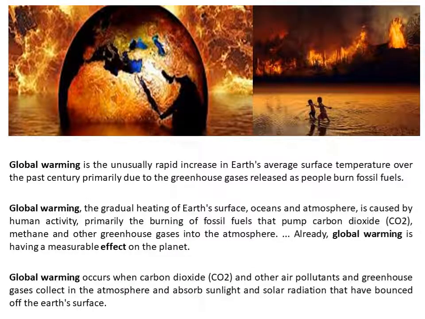Now, global warming. Look at here, there are two pictures related to global warming. Now, the first one, what is global warming in easy words? First, there are three definitions. Global warming is the unusually rapid increase in Earth's average surface temperature over the past century, primarily due to the greenhouse gases released as people burn fossil fuels.